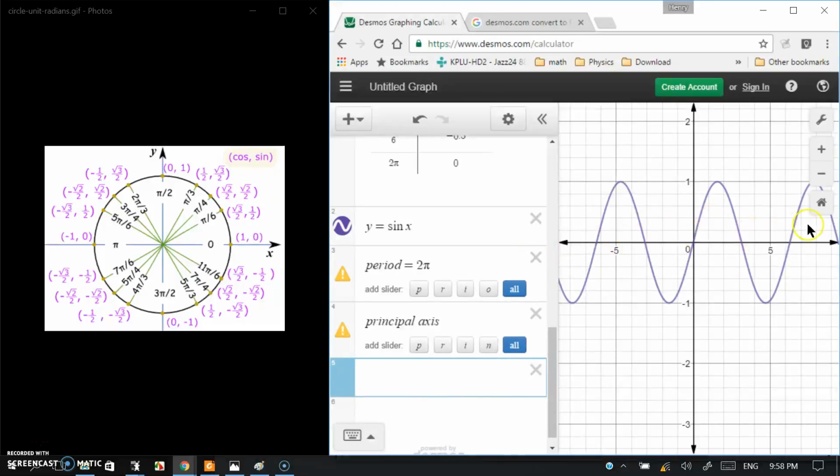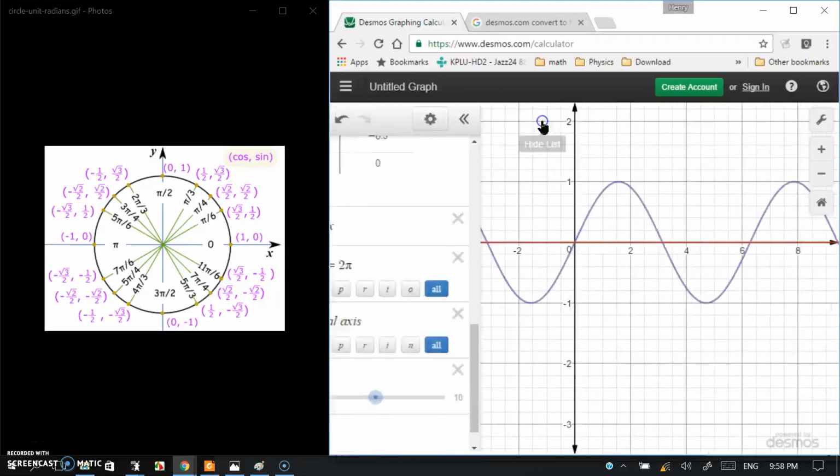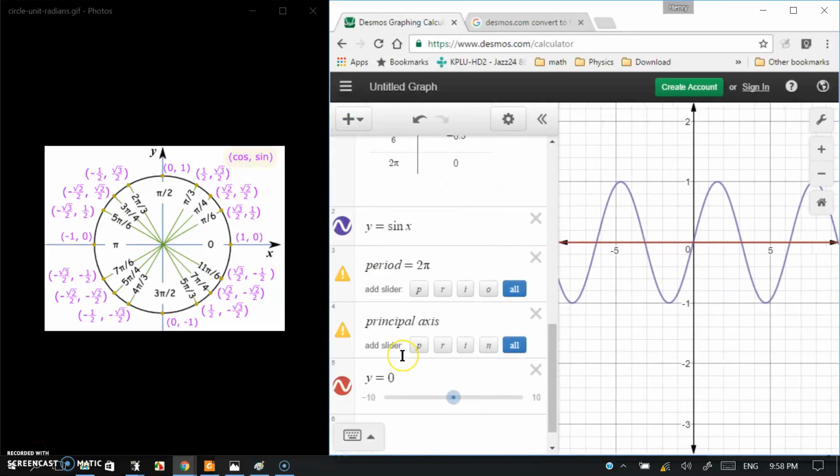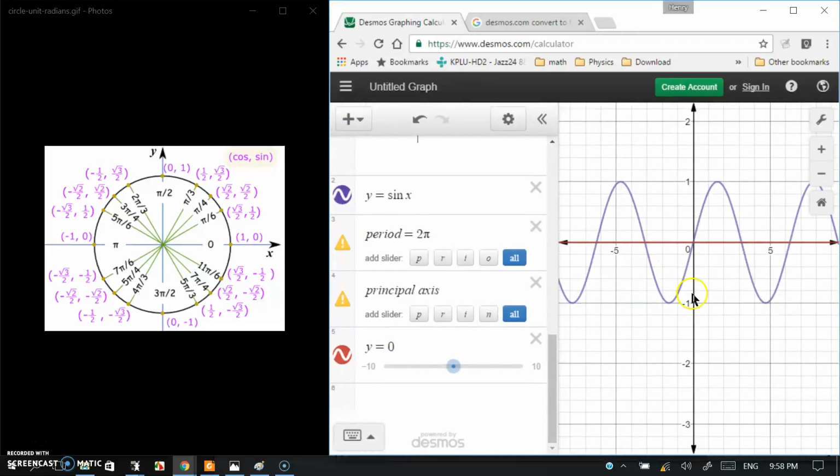Okay, so this horizontal axis is called the principal axis, and sometimes you guys will be asked to find the equation. Since it is the x-axis, it will be y equals 0. So now my principal axis is y equals 0. Okay, but that's not always true, because sometimes we can have transformations. If the whole sine graph is being moved up or down, then your principal axis is going to change. All right, we'll talk about that in the future videos.